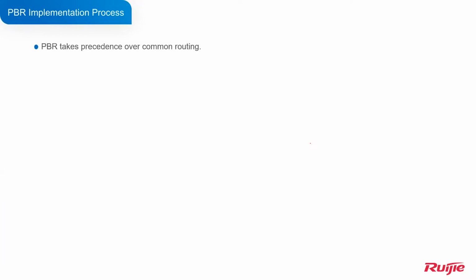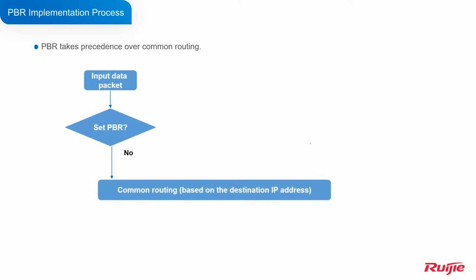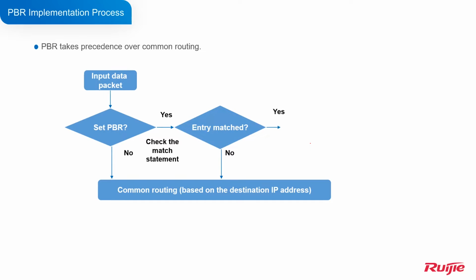Next, let's see the implementation process. PBR takes precedence over common routing. It means that when we receive a packet, for example, here, input the data packet, firstly, we should figure out if there is PBR or not. If there is no PBR, you can see we will operate the packet based on common routing. While if there is a PBR, we should check the match statement. And if we cannot find any entry in the PBR that can match this packet, it will be operated by the common routing.